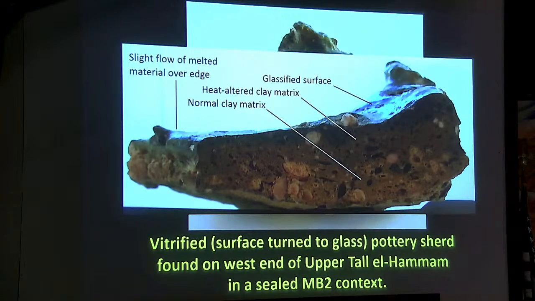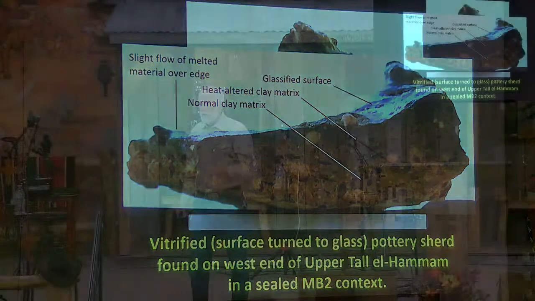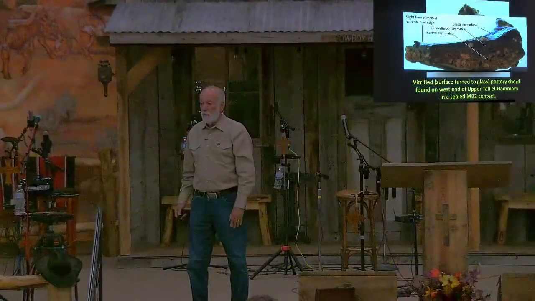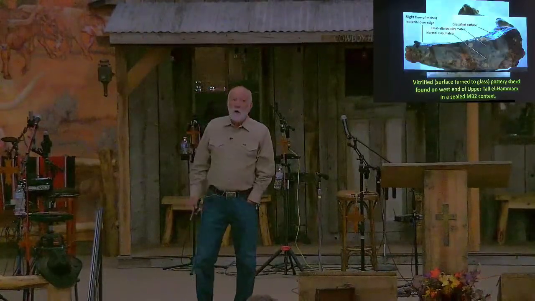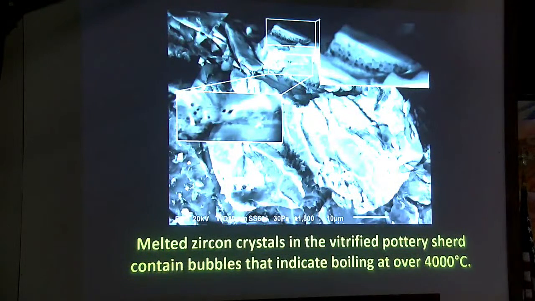Okay, so think about that for a minute. You've got a 1/4 inch thick piece that got hot enough to melt the surface, but didn't melt the whole thing into a blob. Hold that thought. So, under the electron microscope, what we found in there were melted zirconium crystals. Here's one that's expanded here. Here's another that's expanded over here. Melted zirconium crystal. Normally, it's a faceted crystal. These are not faceted. They've melted.